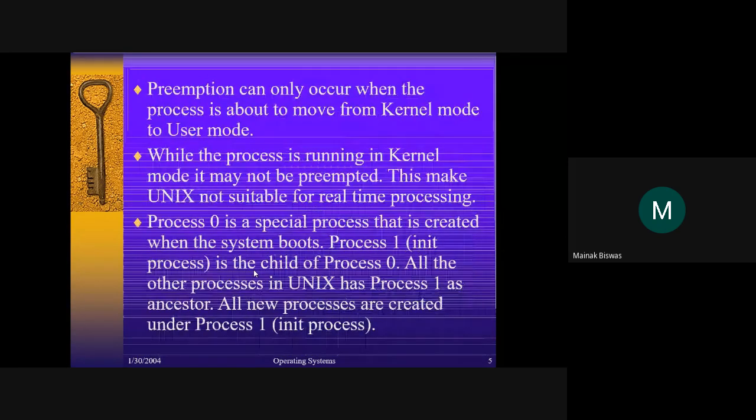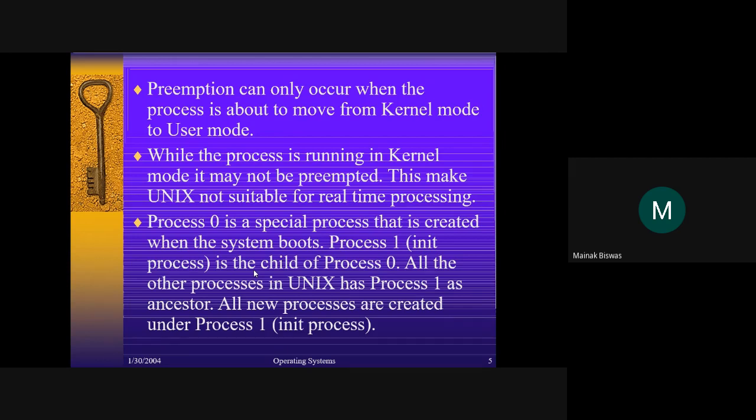Preemption can only occur when the process is about to move from the kernel mode to the user mode. For Unix system it is there, it occurs when the process wants to go from kernel mode to user mode, then a preemption can be done. But if it is running in the kernel, it may not be preempted. What we are studying is basically for Unix only. In other operating systems the thing may be different, but for the Unix system, preemption can only occur when the process is about to move from the kernel mode to the user mode.